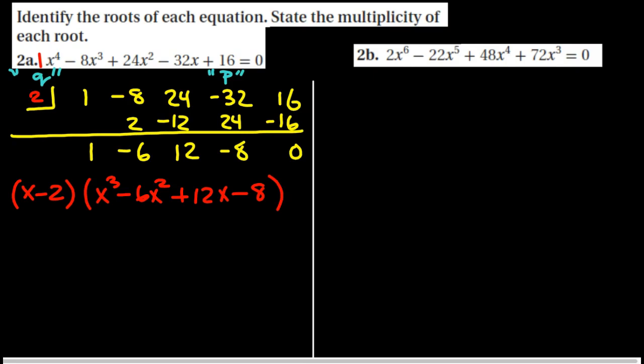And maybe we could factor that by grouping. But we can't. Darn. So we have to use synthetic division again for the leftover stuff. The only one that seemed to work was 2. So let's try it again and see if it has a multiplicity greater than 1. So 1, negative 6, 12, negative 8.